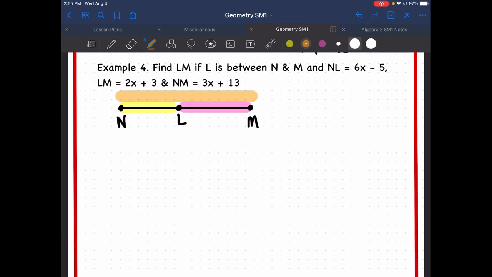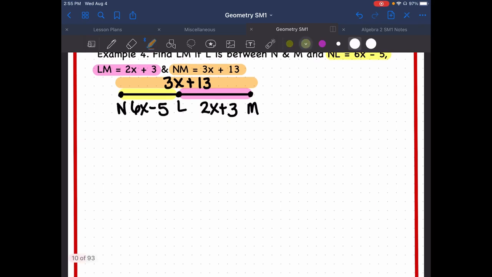And LN is 6x minus 5. LM is the pink part, 2x plus 3. And my orange part, NM, 3x plus 13. Whew, it's okay, we can do it. Use your color. Go back to the basics.